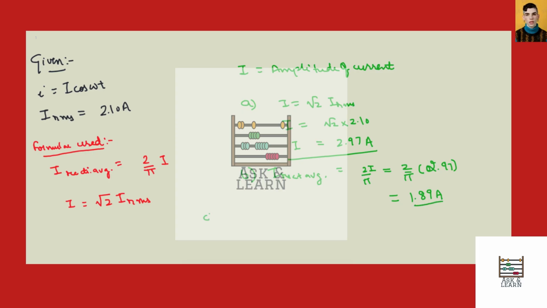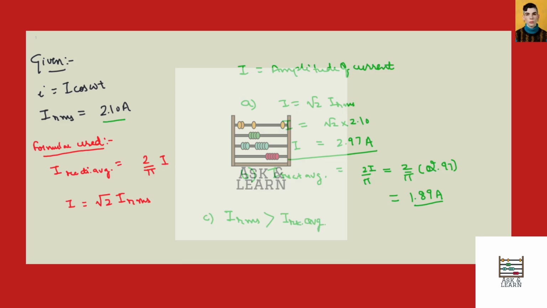Now going to part C. Which one is larger? We can see that IRMS is 2.10 and I rectified average is 1.89. So we have IRMS greater than I rectified average.